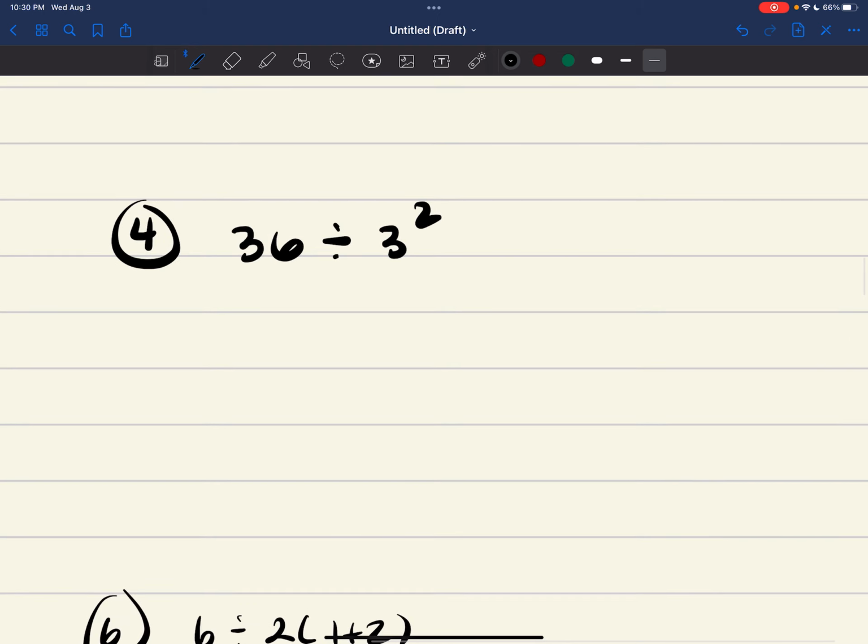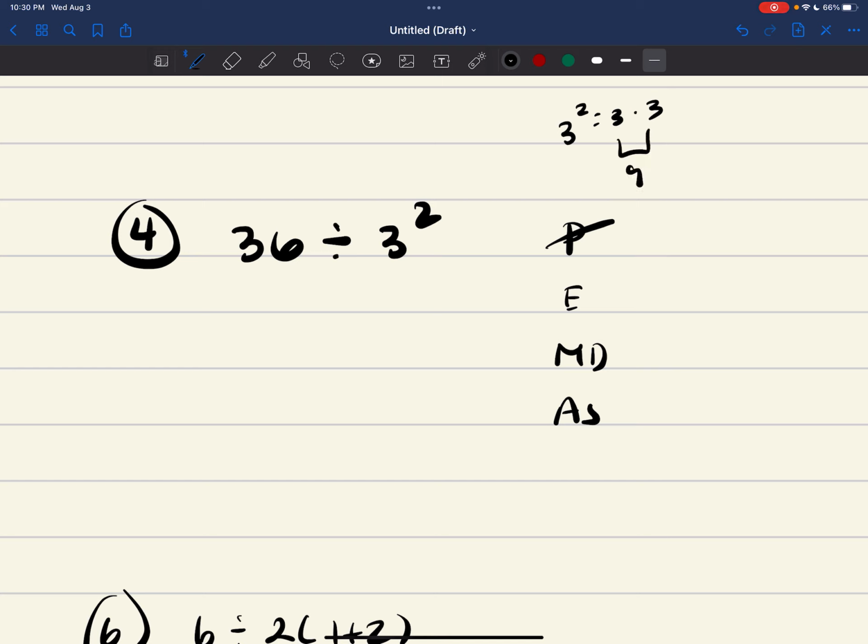Number 4, again, writing my PEMDAS, getting in the habit of doing so. Do I see any parentheses? No. Do I see any exponents? Yes. So this right here, 3 raised to the second power. My 2 is my exponent, so what's 3 squared? 3 squared is the same thing as 3 times 3, which is 9.